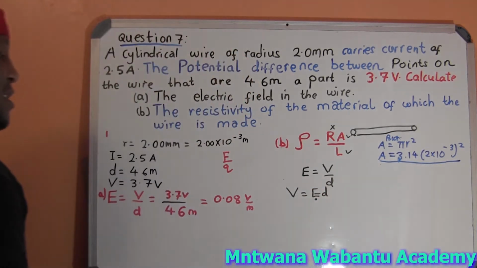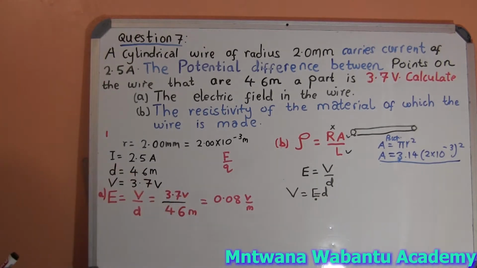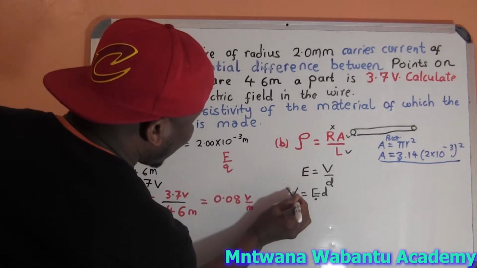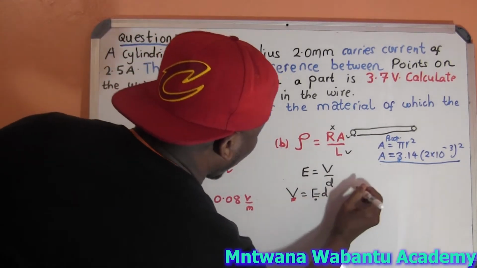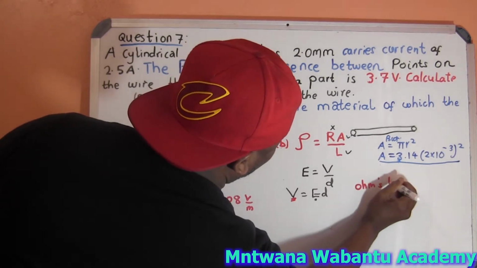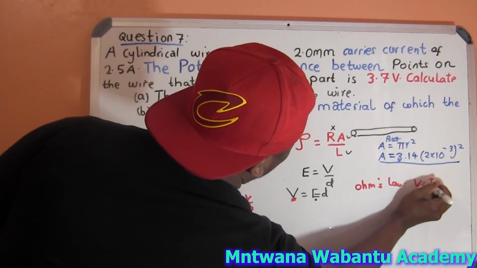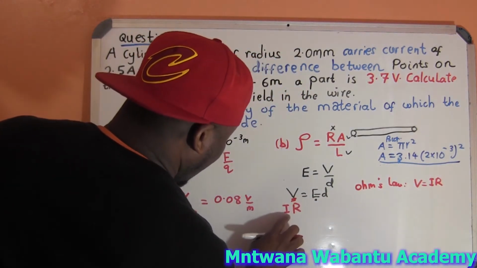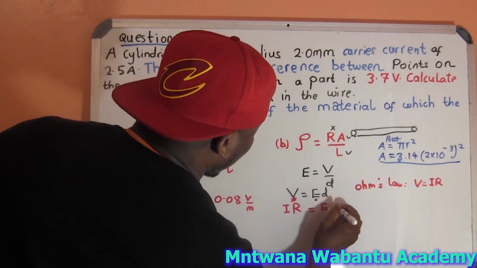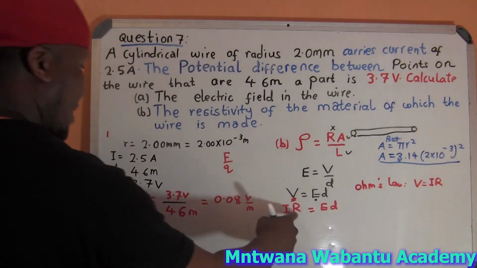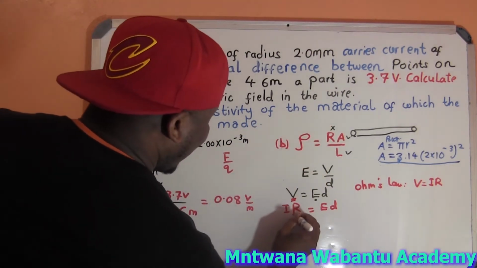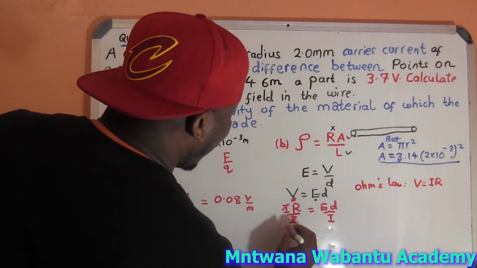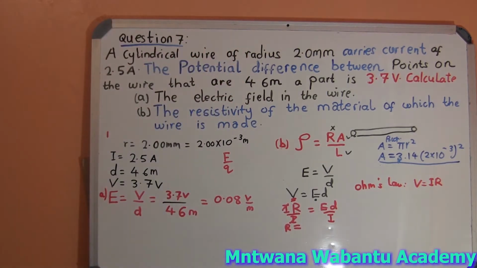So electric field I have, and this is the separation I have, which is 46. But look, if I replace from Ohm's law, we know V equals I times R. So if I replace this, I times the current times the resistance equals E times the distance of separation. I want to get R so I can finish all my business. So I'm going to divide by current, so this and this cancel. So my resistance equals, okay?